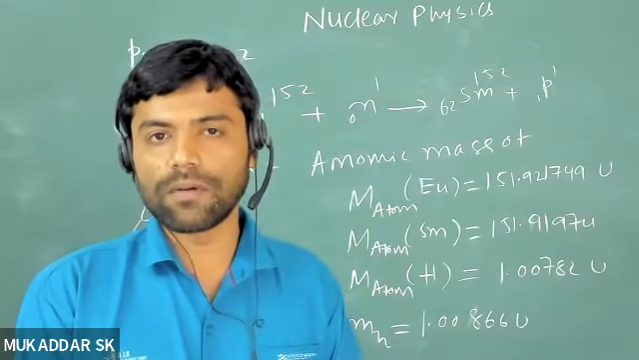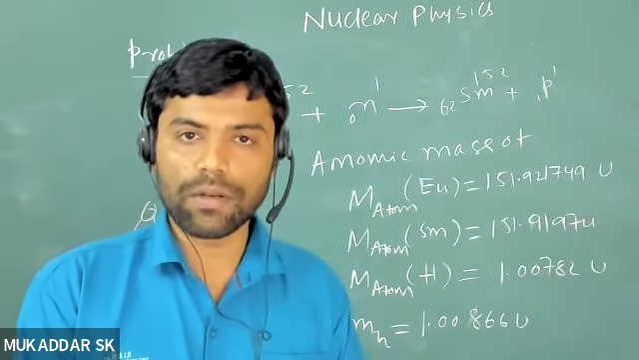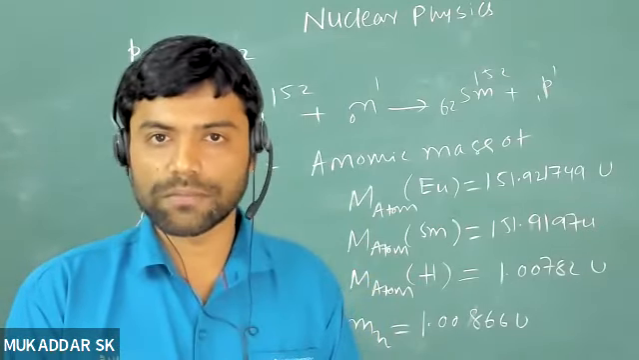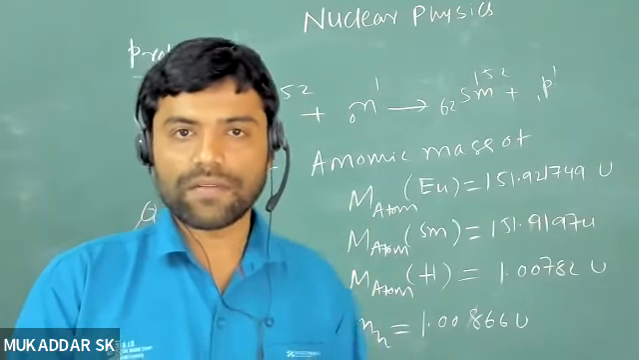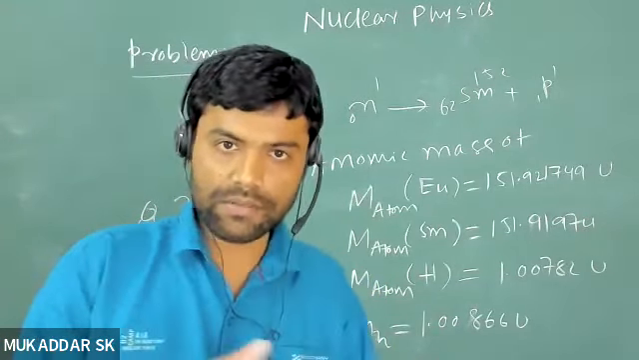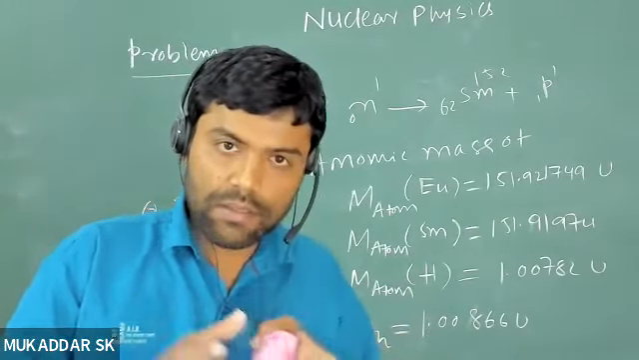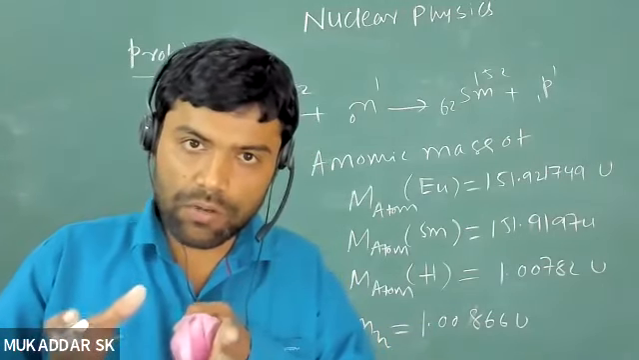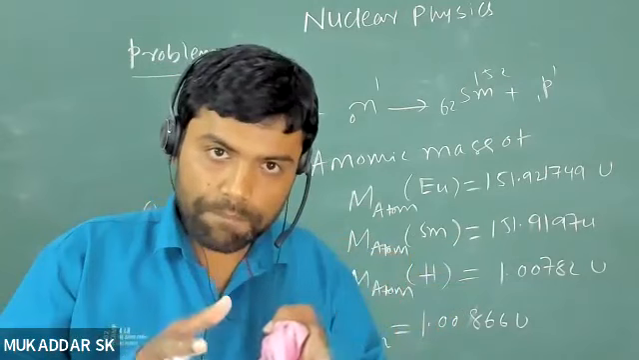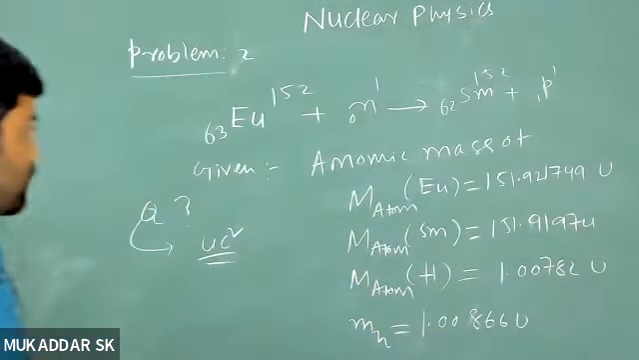First, you will write the Q value equation, which you know in terms of nuclear mass. Then you have to convert that nuclear mass into atomic mass. So you have an atom, what does an atom have? Nucleus plus electrons. So if you add Z number of electron masses to the nuclear mass, what will it become? Atom. Exactly. So I'll do that. You see how I'll do that.